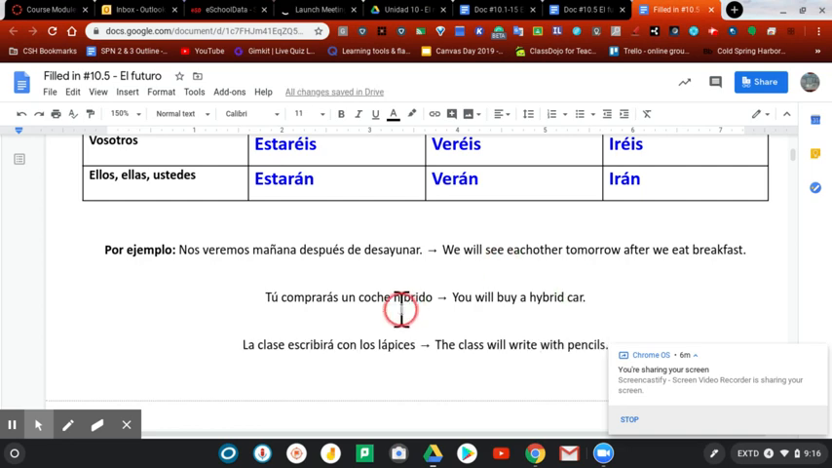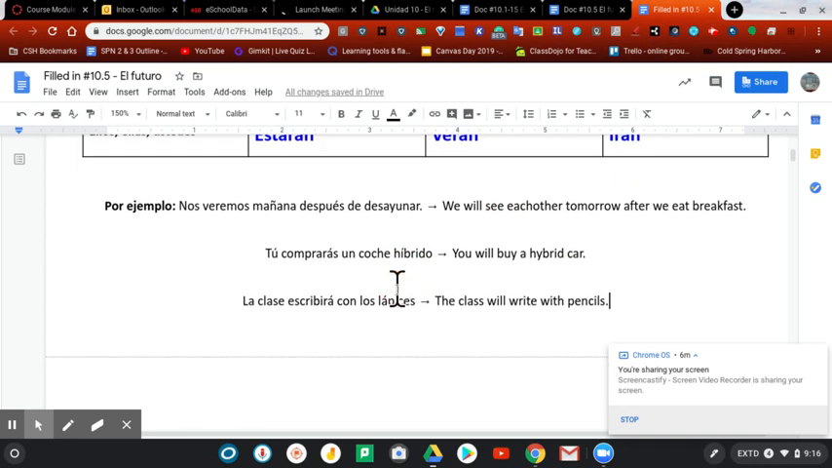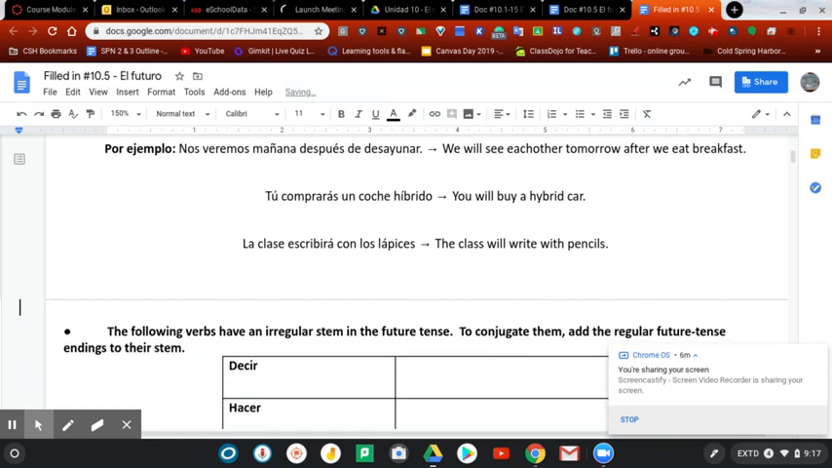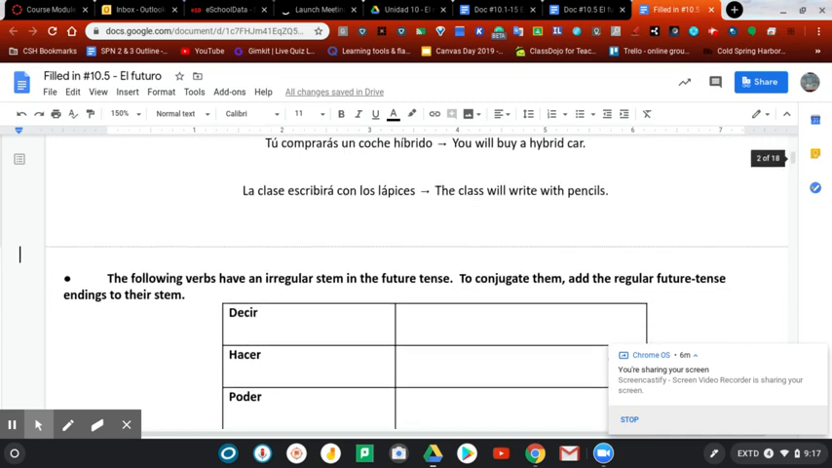So again, AR, ER, and IR doesn't matter. We use the same endings and you always leave it in the infinitive. This is expressing will write, will buy, will see. The simple future, voy a escribir, I'm going to write, is something more immediate, what you're doing right now. This future tense is something a little bit further down the road.